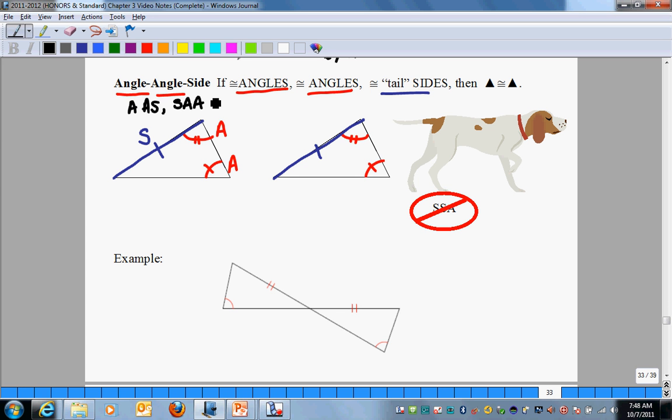The analogy I use for this one is I'll call it the tail because I see it as a dog's tail. For example, we have a pair of angles at the dog's snout, a distinct pair of angles for the dog's rear end, and then you have a tail side. I will call this angle, angle, side, or side, angle, angle. That's your final and fourth shortcut.